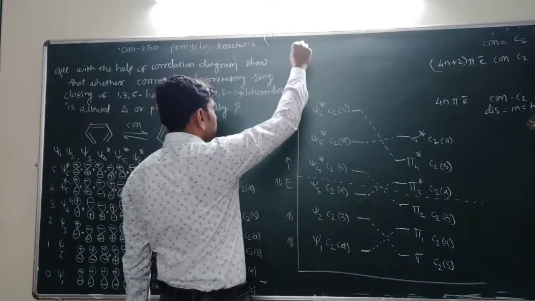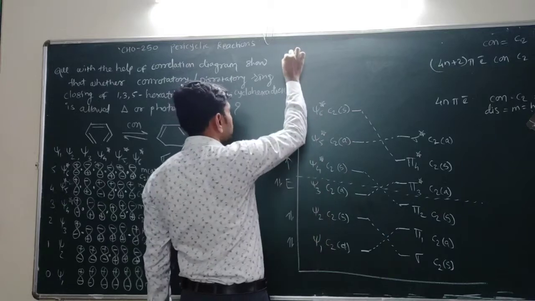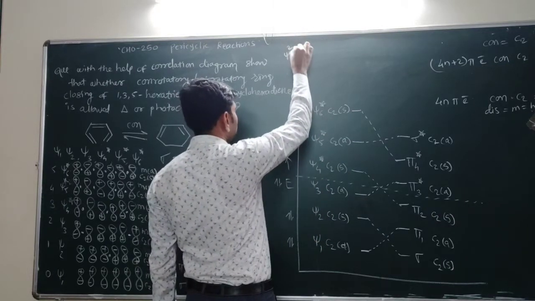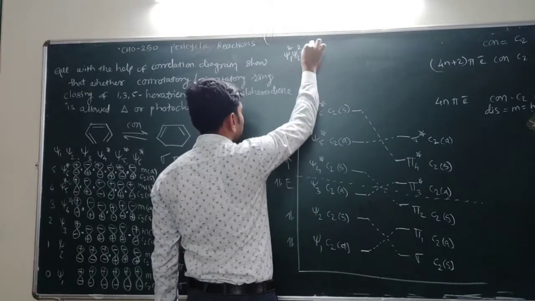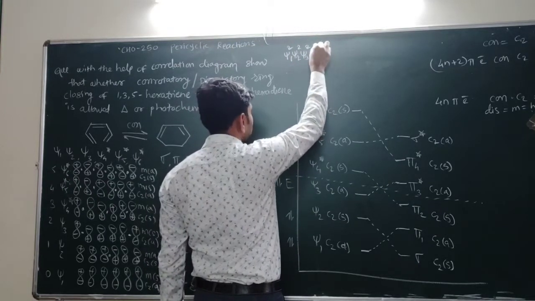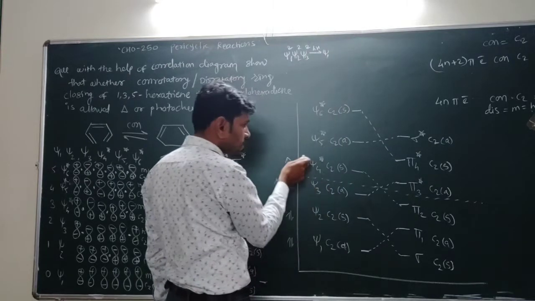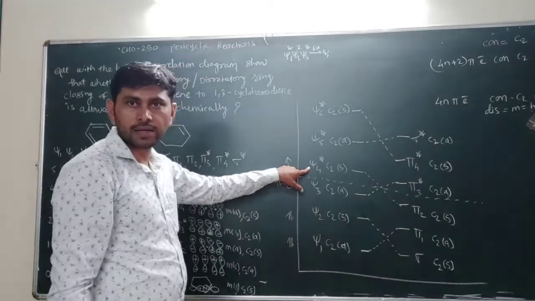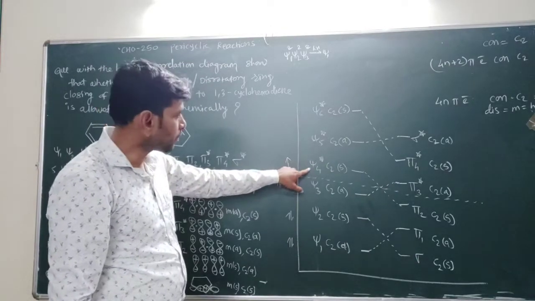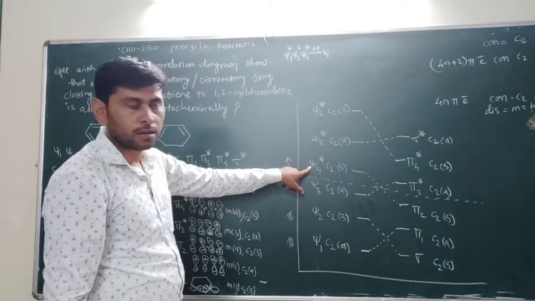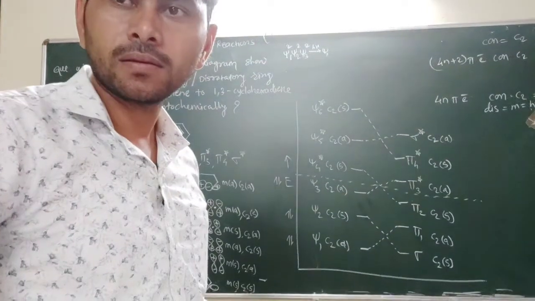So I am writing correlation here. How can we show correlation? First, psi1 contains 2 electrons, psi2 contains 2 electrons, psi3 contains 2 electrons. But after excitation, h nu, what happens? One of the electrons goes to a higher excited state. That's why excited states are involved in that. Excited state electrons are involved in that.